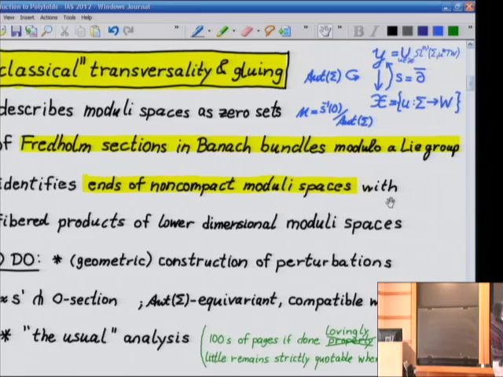There's also a compactified moduli space that people like to think of, but for Floer theory you often get away with not actually compactifying the moduli space, just identifying the ends of the moduli space with some fiber product of lower dimensional moduli spaces. That gives you algebraic identities like d squared equals 0 or the A infinity relations.